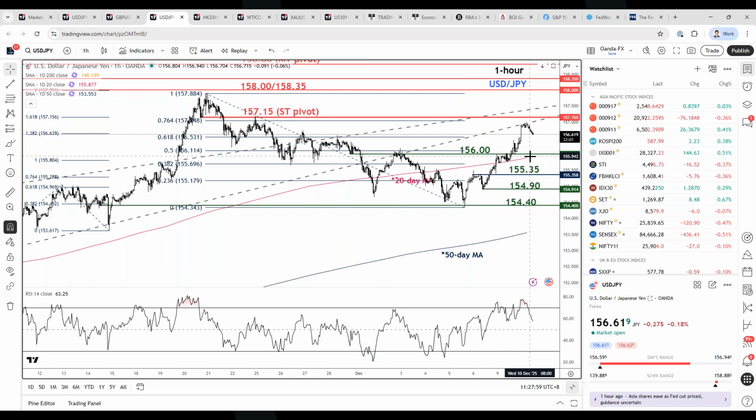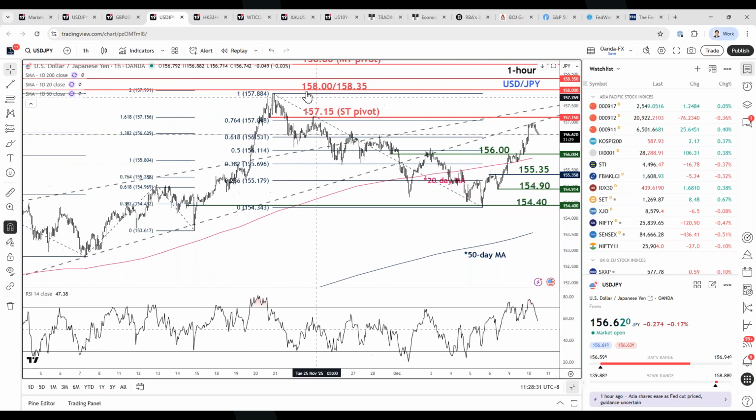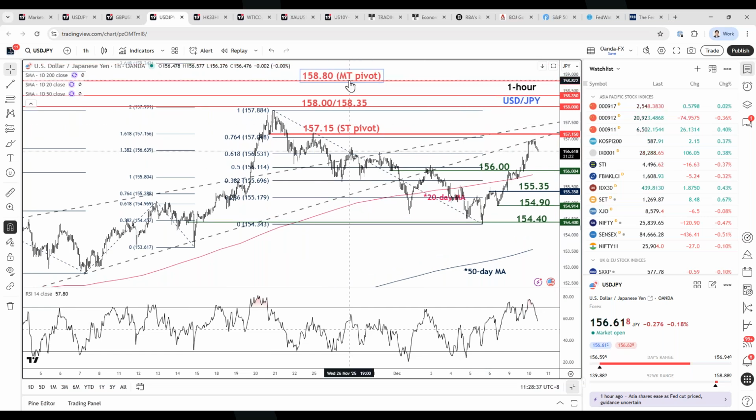A breakdown below 156 figure level will potentially invalidate the bounce that has taken shape from the low of 5th of December, indicating that this 5th of December bounce is more likely a corrective rebound rather than the start of a bullish impulsive upward sequence for the dollar yen. A break below 156 may expose the next intermediate support level at 155.35, 154.90. Only a bullish breakout above 157.15 will see a continuation of the squeeze up towards the next resistance level at 158 figures / 158.35. Next, maximum 158.80, which is my medium-term pivotal resistance level on the dollar yen.